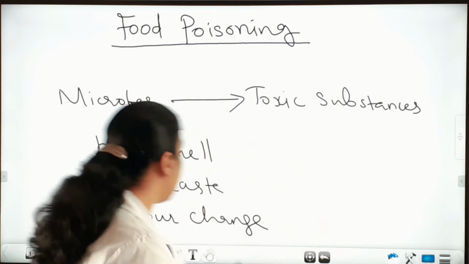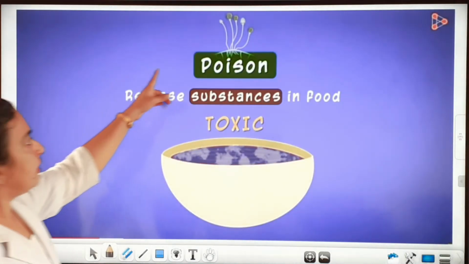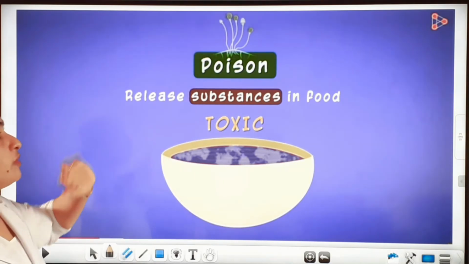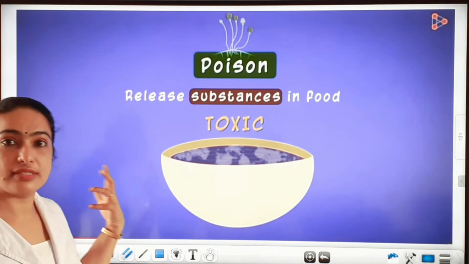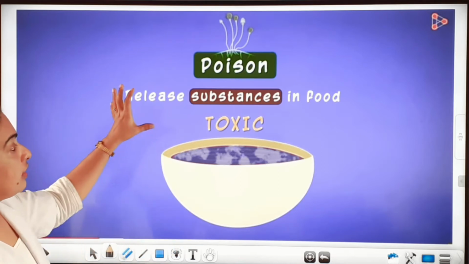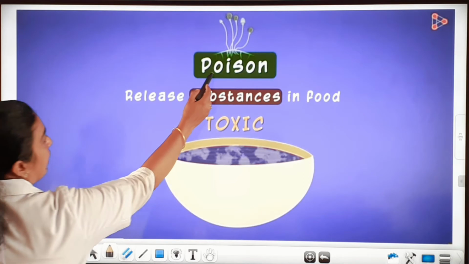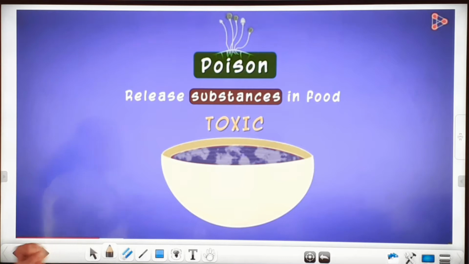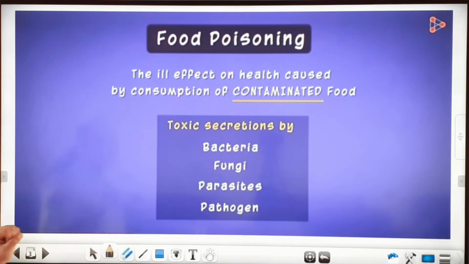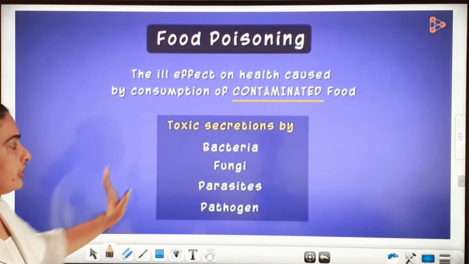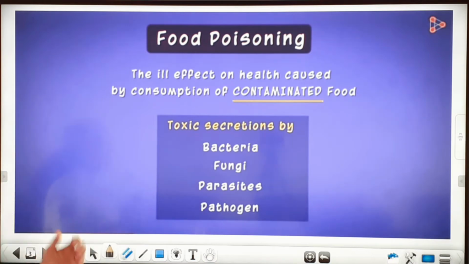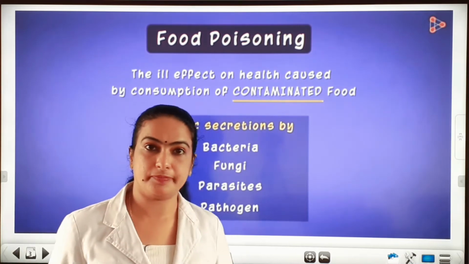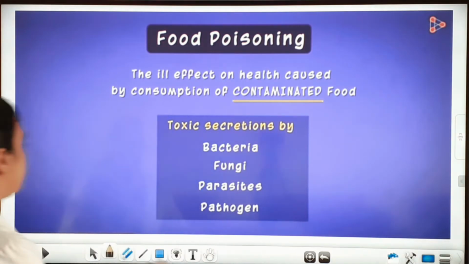Okay, so now we can see the microbes. The microbes may be bacteria, fungi, several microbes growing on food items and that make the food poison by producing toxic substances. And the major microbes that can grow on food items are bacteria, fungi, parasites, other pathogens. So the ill effect on health caused by consumption of contaminated food. Is it clear about food poisoning?